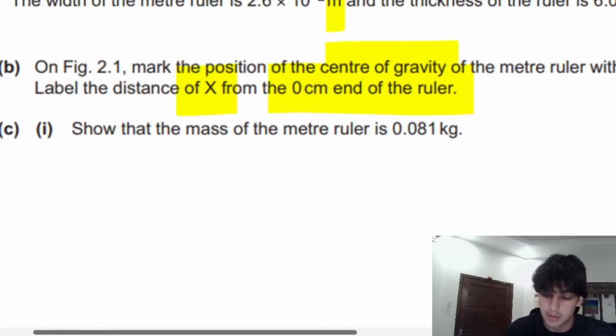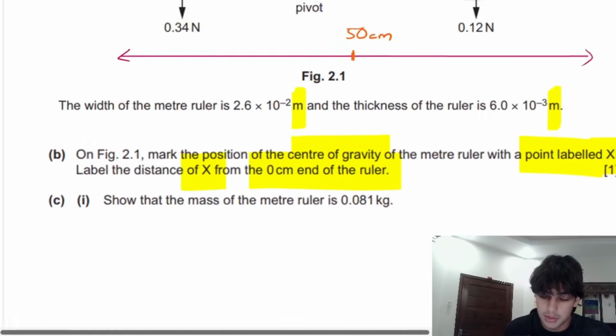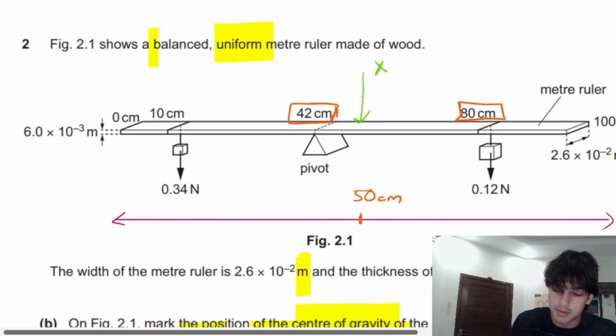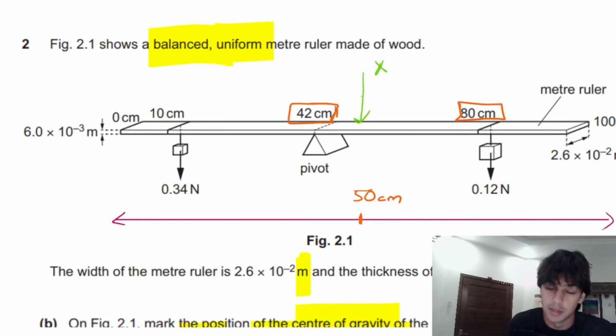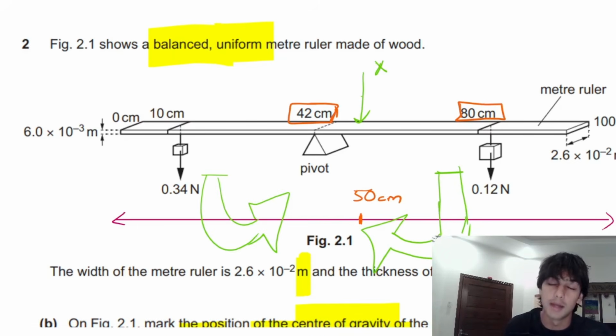Show that the mass of the meter rule is 0.081 kilograms, and this is going to be a 3 marker. Essentially, what we need to do is, we know that this is a uniform balanced rule. They're telling you that this isn't moving. There's no resultant moment, there's no resultant force. So that essentially means that the total clockwise moment is going to be equal to the total anti-clockwise moment.